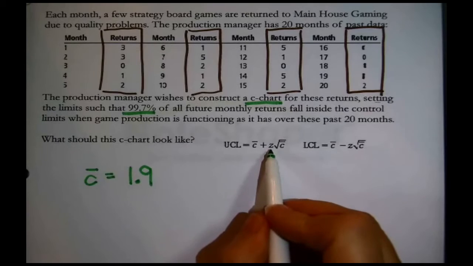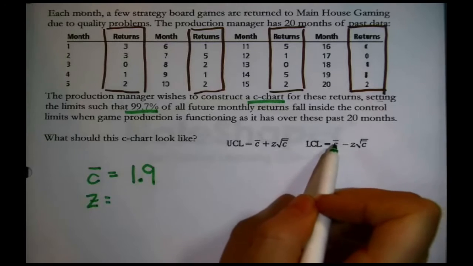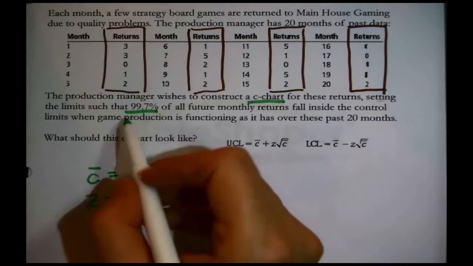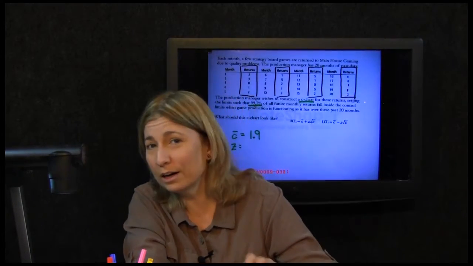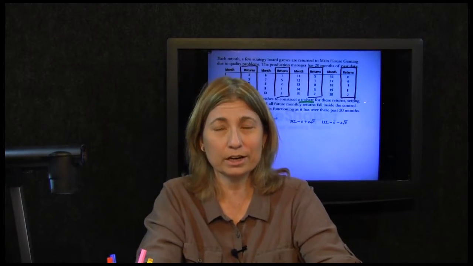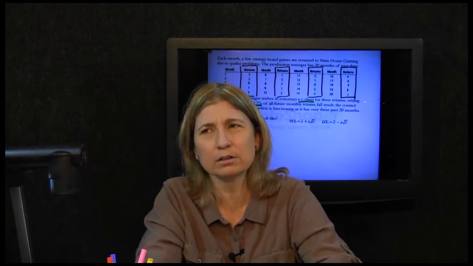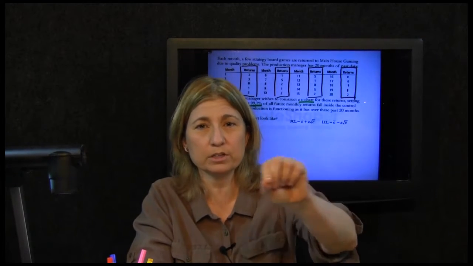The only other thing that we need is Z. We need a Z value. Now, the Z value is going to determine the width of the chart. It's essentially our confidence level, and that's what that 99.7% was about. Because if you've investigated any of the earlier scenarios where Main House Gaming was creating other kinds of charts, you would notice this pattern that the production manager always wants the chart to work correctly 99.7% of the time, when in fact nothing's wrong, the process is in control.